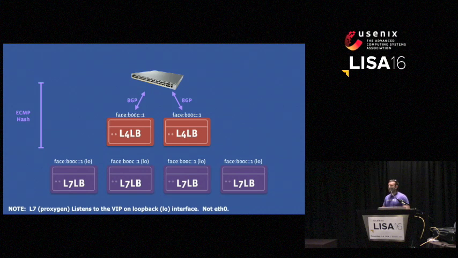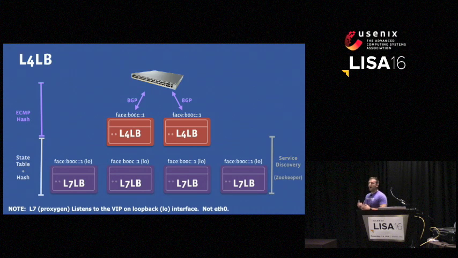So the L4 load balancers will peer with the top of rack. It will announce a /32 for IPv4 or a /64 for IPv6, and then that traffic will start flowing into that L4 load balancer. So that's how we determine reachability between the router and the layer 4 load balancers.